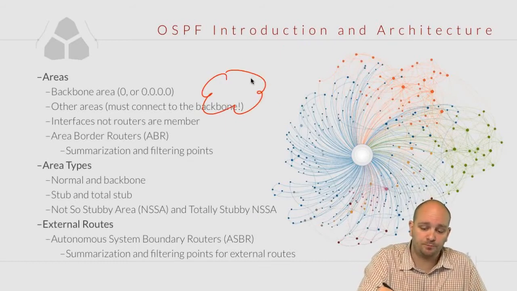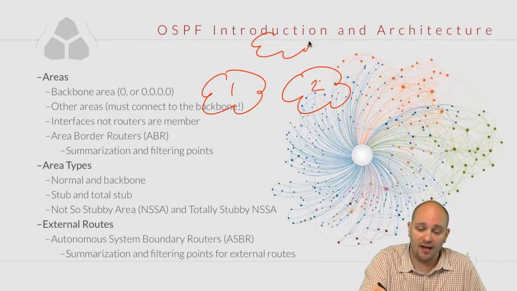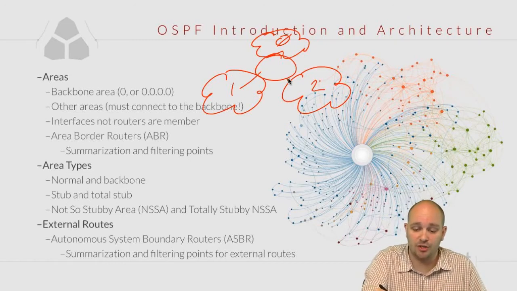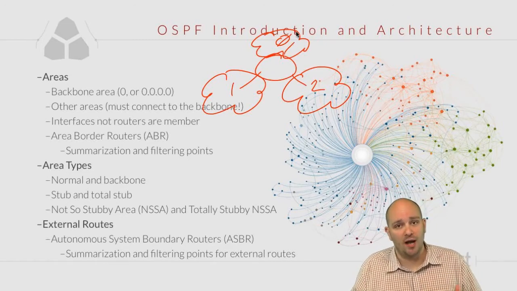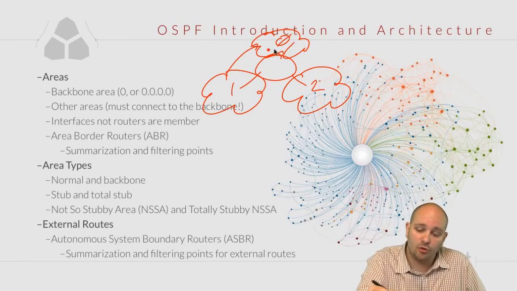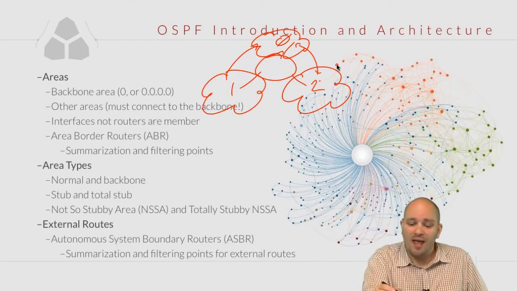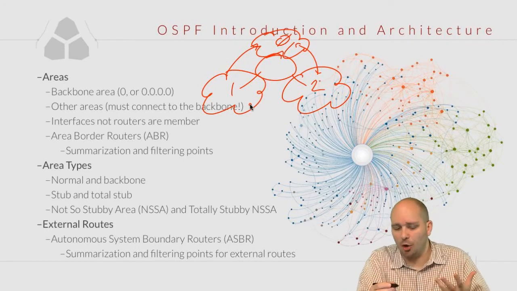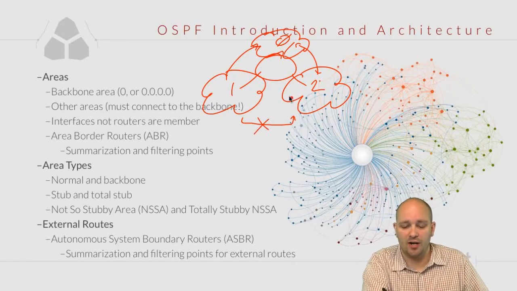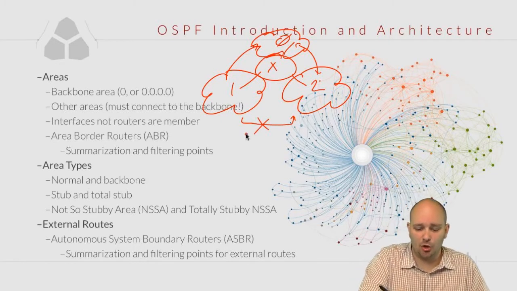Now, this could also be, for example, a single router. I could have area 1 here, area 2 here, and area 0 here, and I could have a single router that has connections in areas 0, 1, and 2, but this still means that area 1 is connected to area 0 and area 2 is connected to area 0. Logically speaking, there is no connectivity between areas 1 and 2, even though we have a single router that is interconnecting them.